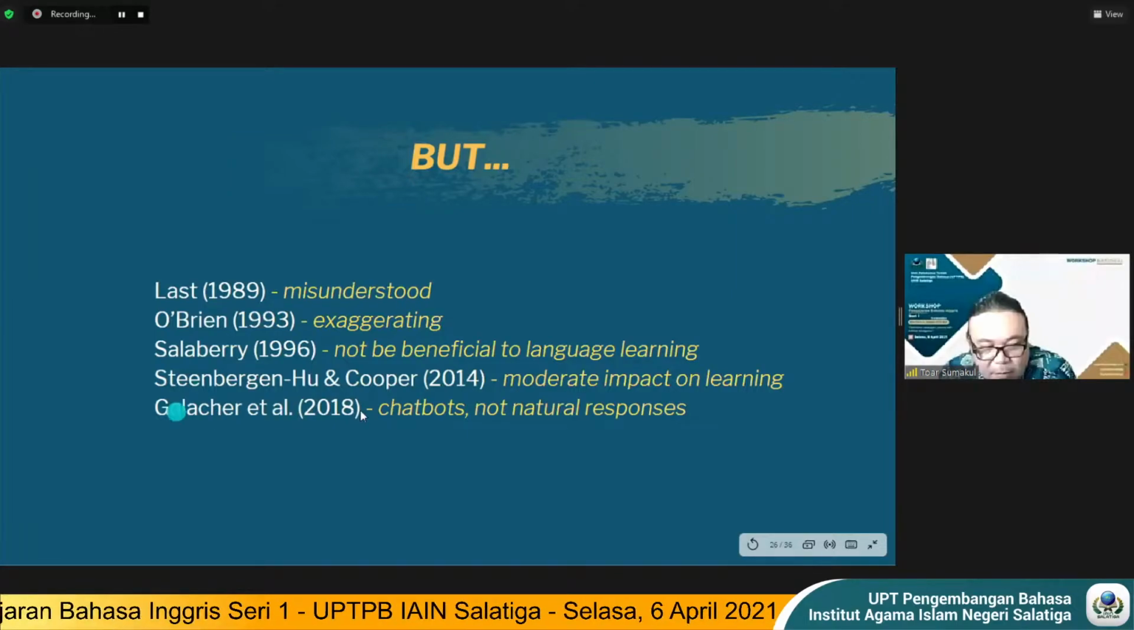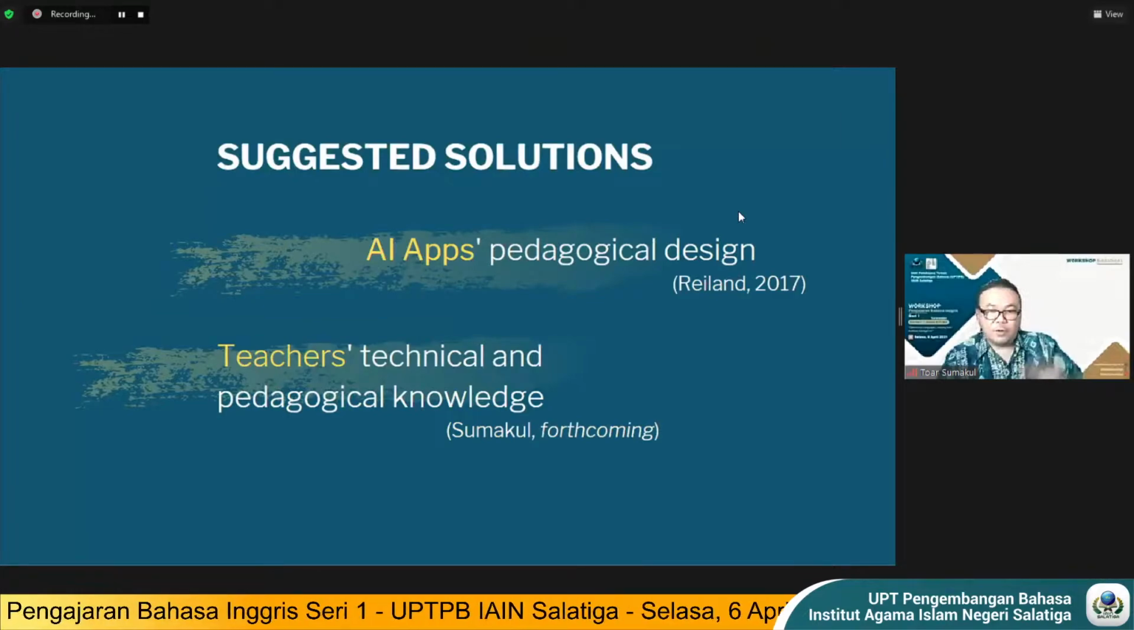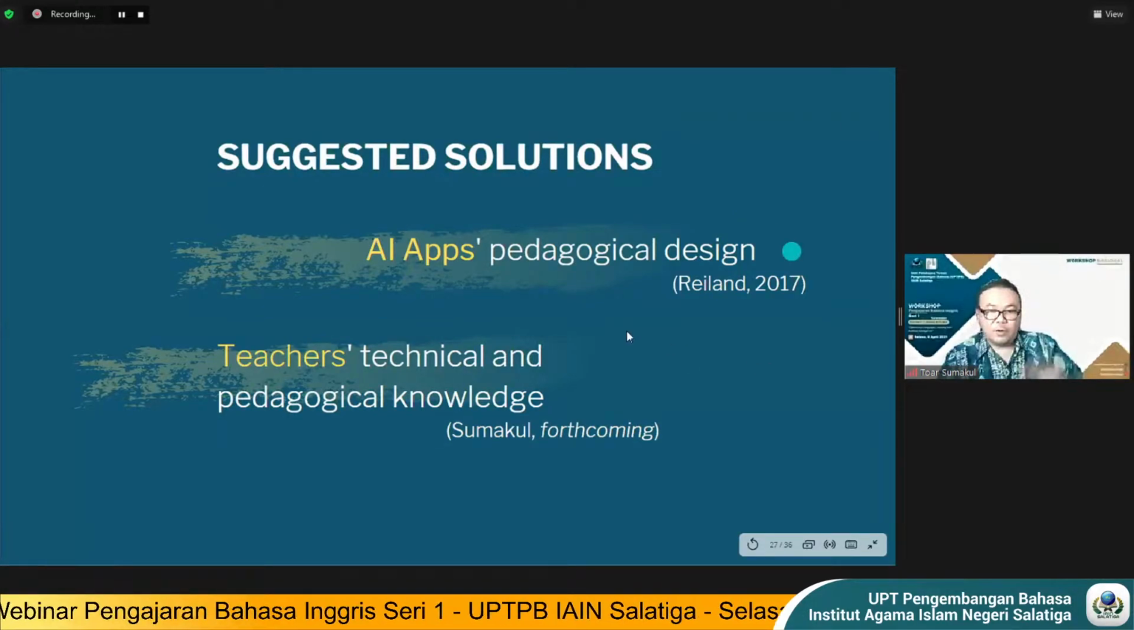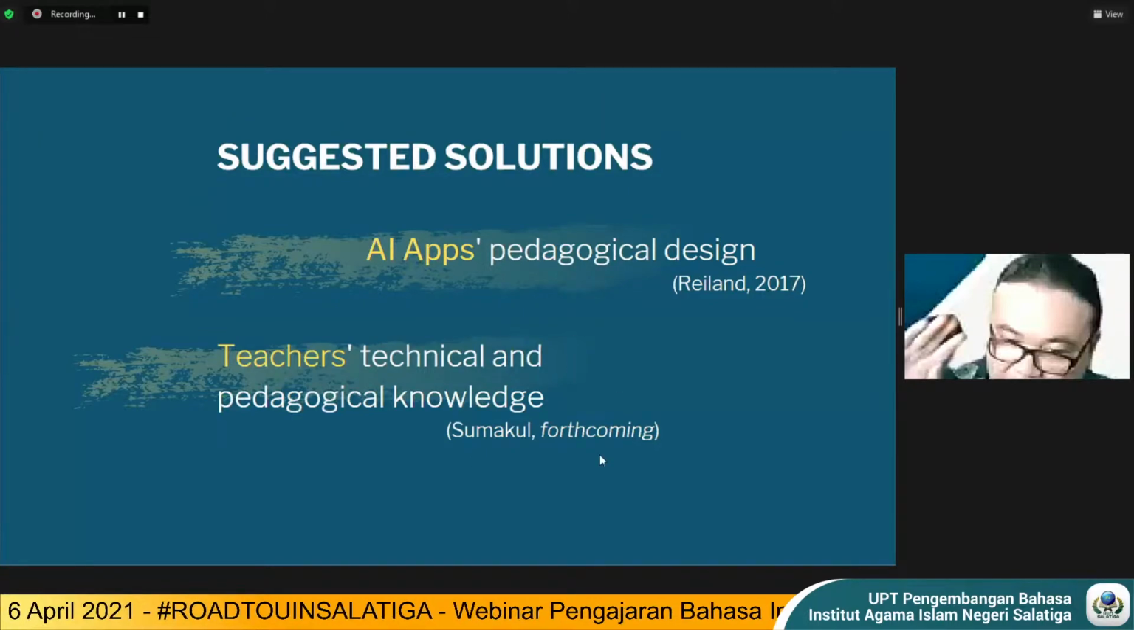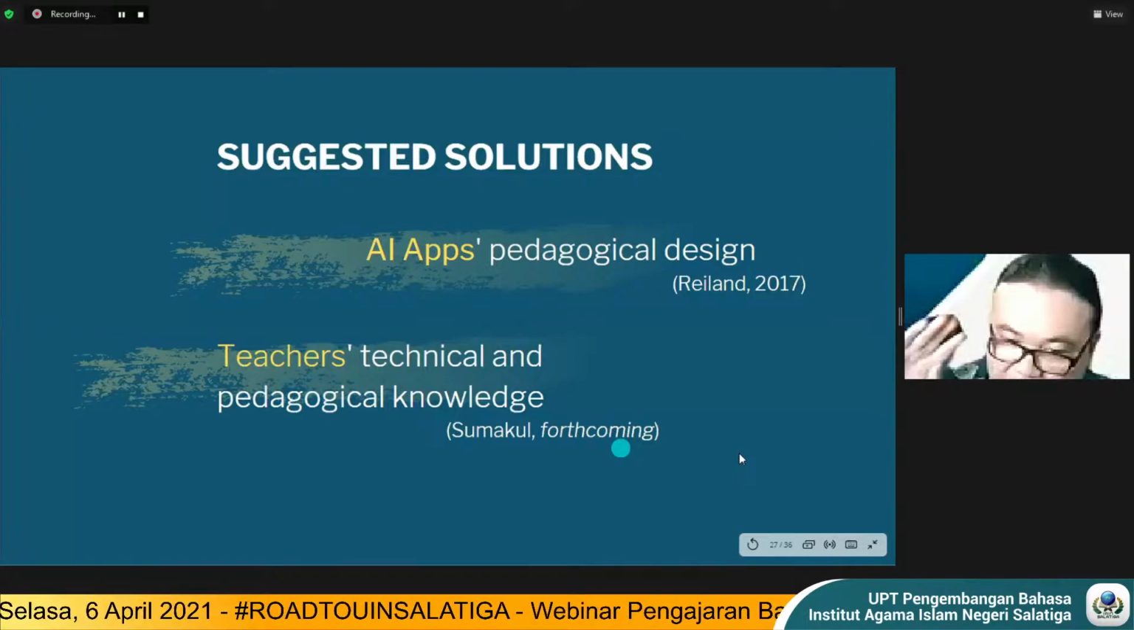And from Gallagher and friends, Nature. So the solutions are here. I mean, this is why people are coming with negative views about AI. According to Raylan, it's probably because teachers who know about the pedagogical aspects, or probably it's designed not for teaching or learning. And according to Sumakul, it's also related to teachers. I think the problem is not with them.